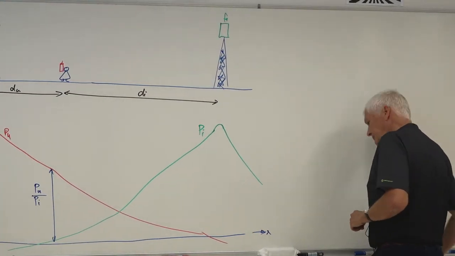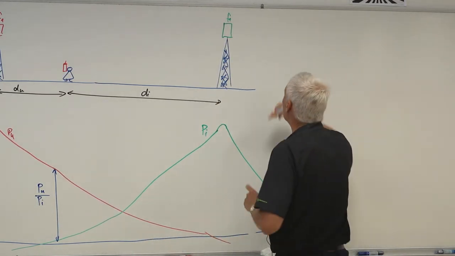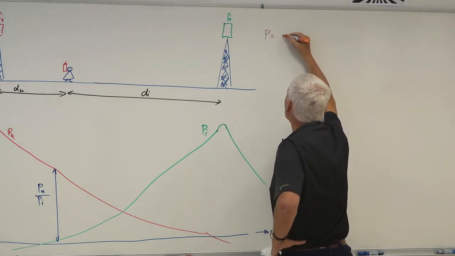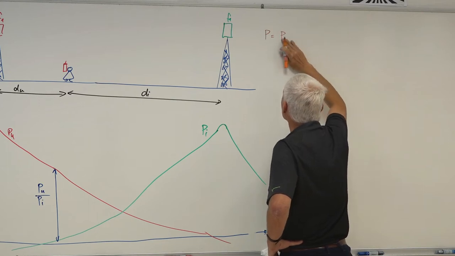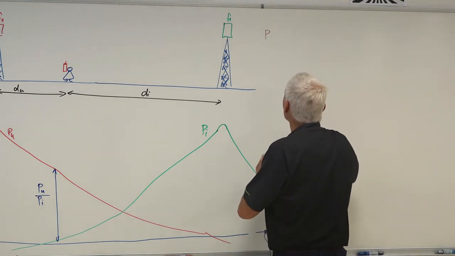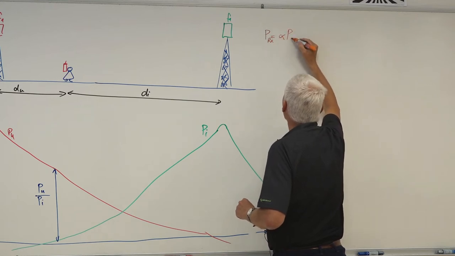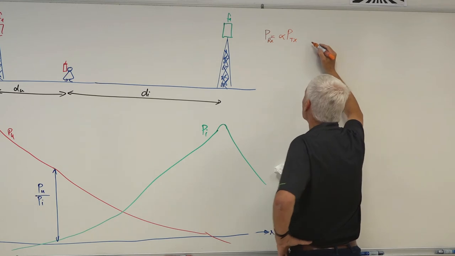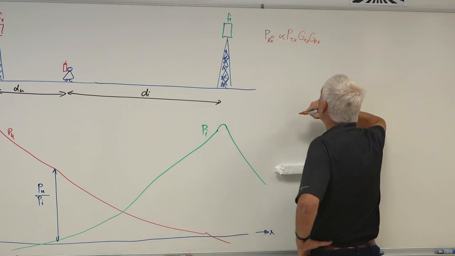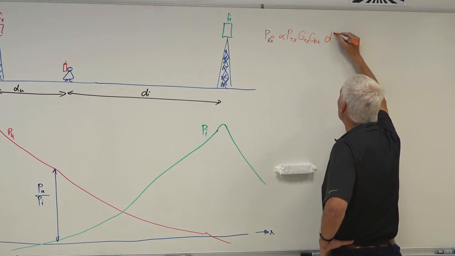So the first thing in a mobile environment, I should look at is what is the expected received power? The expected received power is proportional to the transmit power, and certainly is proportional to the antennas, but is inversely proportional to the distance to the minus n.